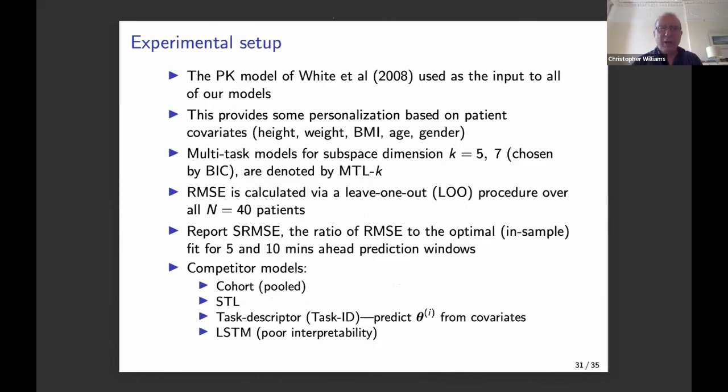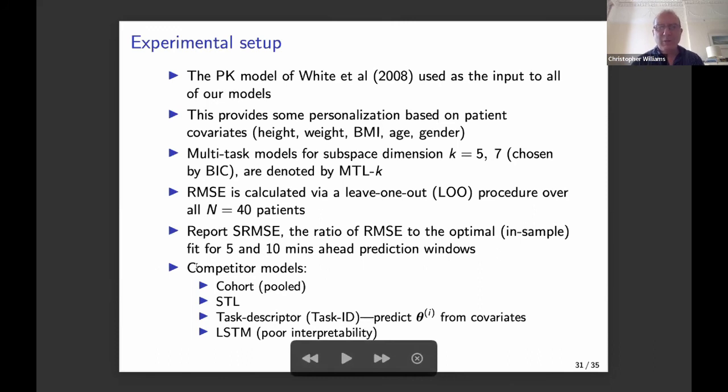To go into a bit more detail, we can use the pharmacodynamic model of White et al., which is already using some personalization based on the patient covariates. We can use multitask models for subspace dimensions of 5 and 7, and compute the root mean square error for these predictions for 40 patients using a leave-one-out approach. We're reporting the SRMSE, the ratio of RMSE to the optimal in-sample fit, at 5 and 10 minute ahead prediction windows.